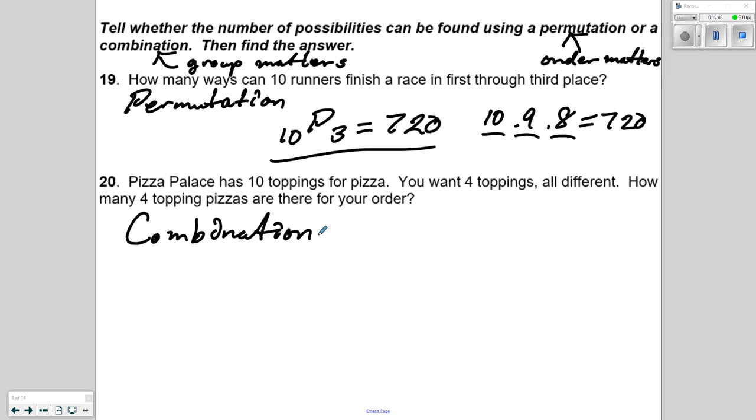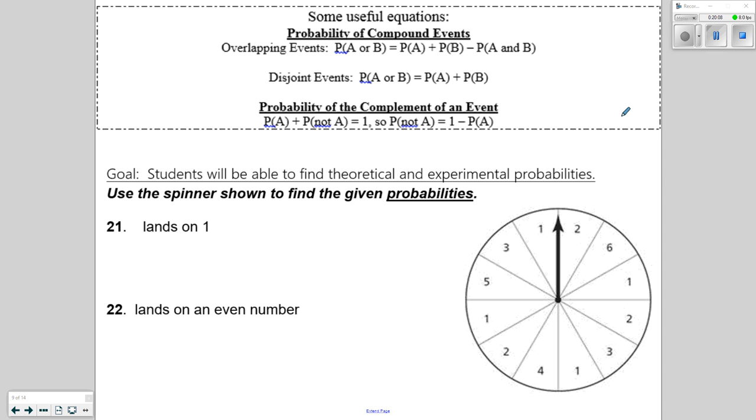So that means of 10 different types of toppings, we're figuring out how many groups have four different toppings. So that's 10C4. So that's 210. All right, we're getting there, folks.